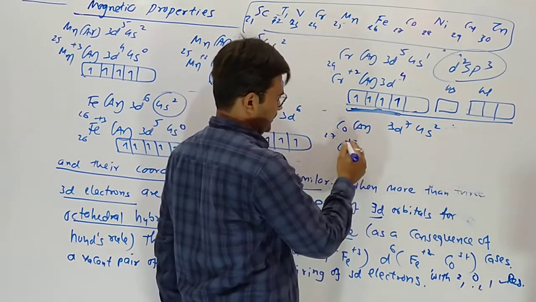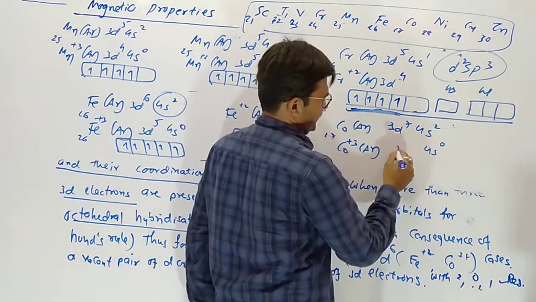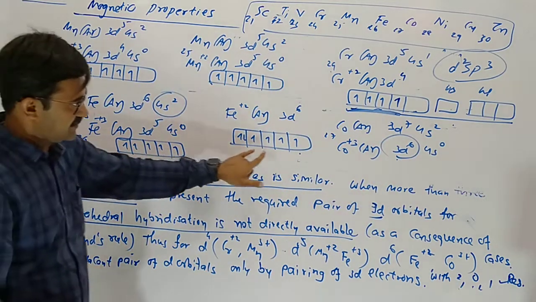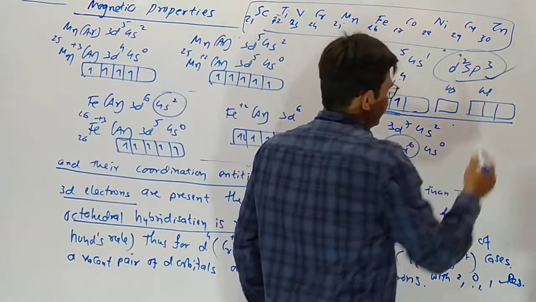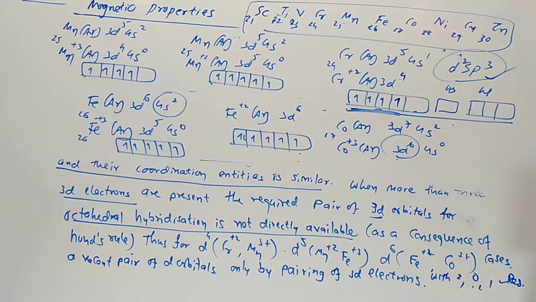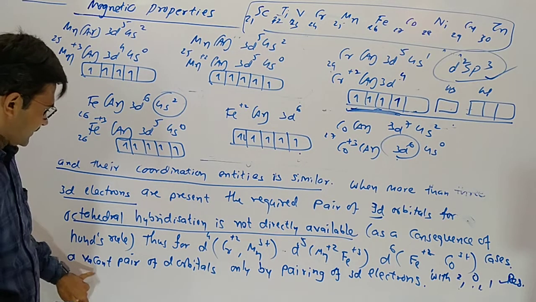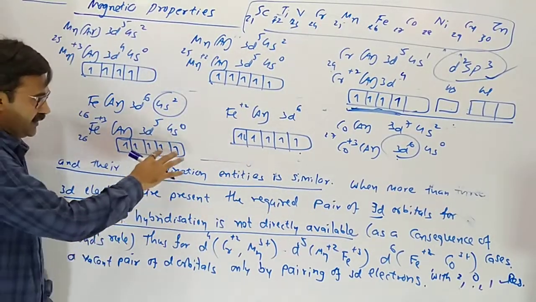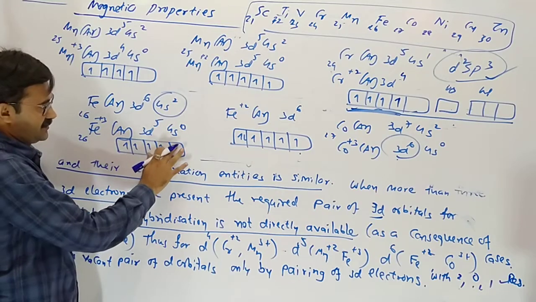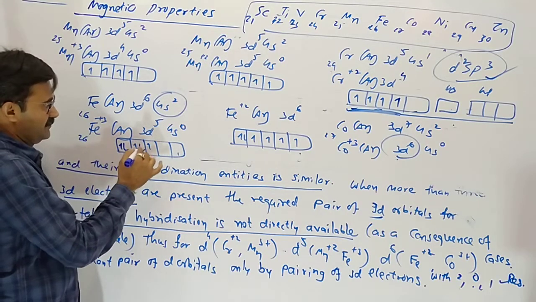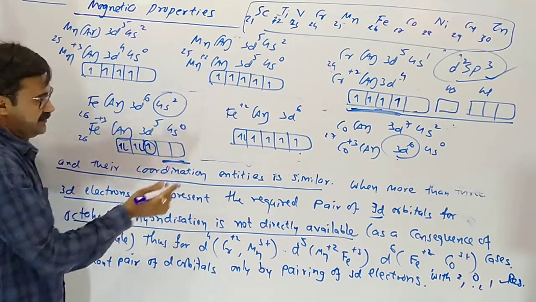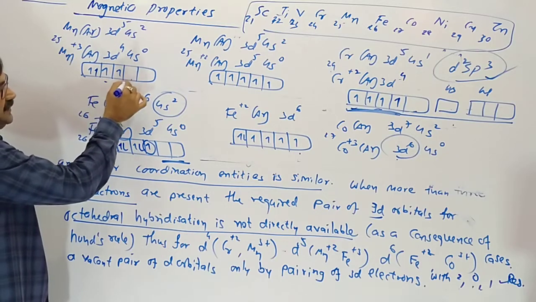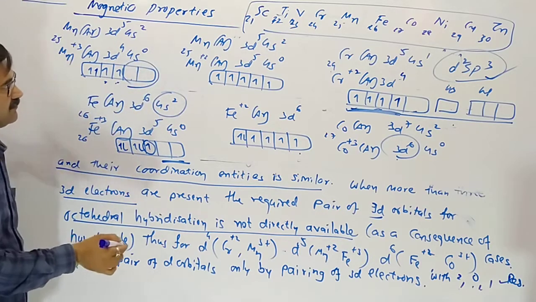In cobalt plus 3, 4s0 3d6, you can see like this. So no d orbitals are vacant for d2sp3 hybridization. This is the complication. A vacant pair of d orbitals can be obtained only by pairing of 3d electrons. We have to push them. These two electrons come here. Suppose these two are coming here, so 1 remains unpaired and 2 d are available. Here 1 comes here and 2 d are available.